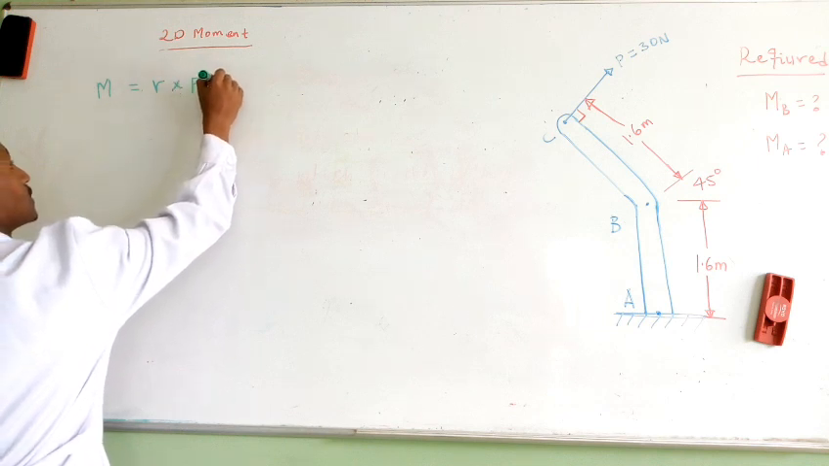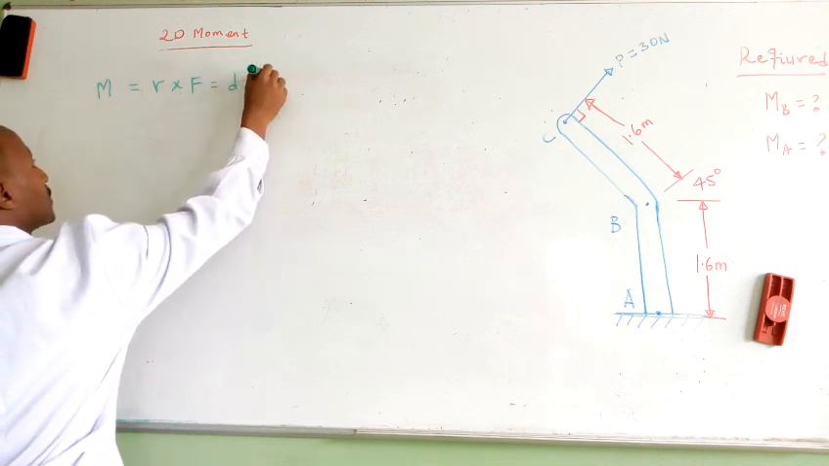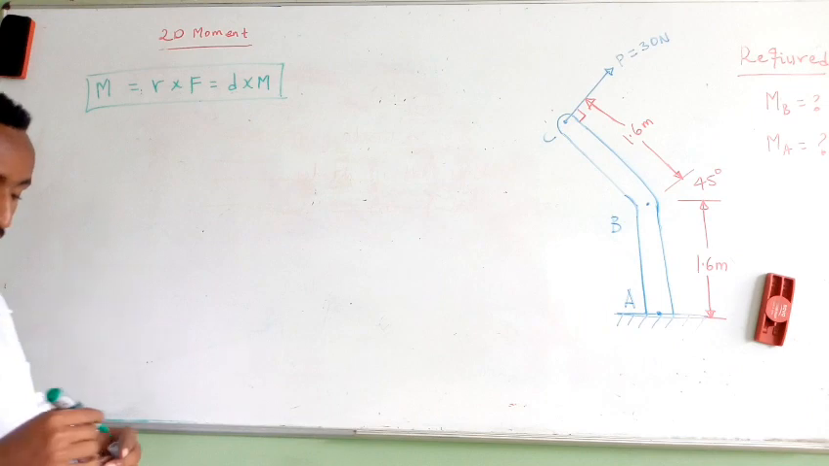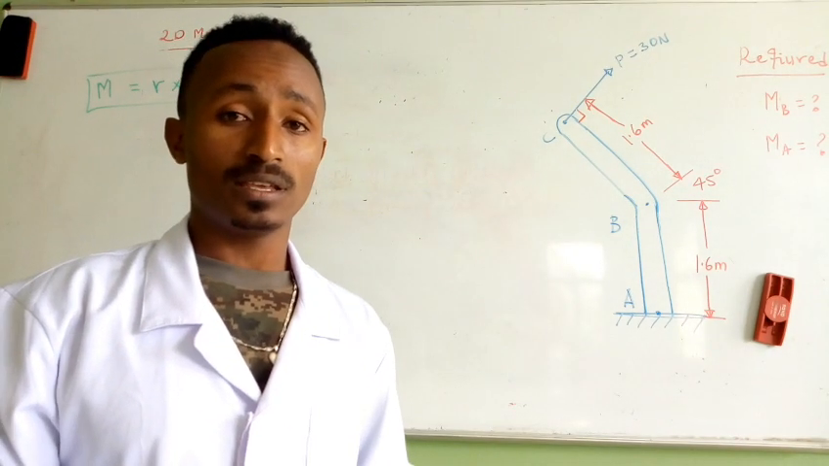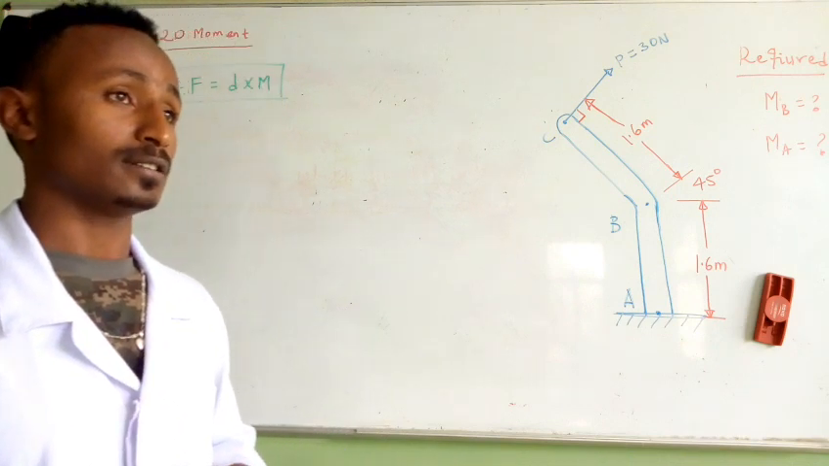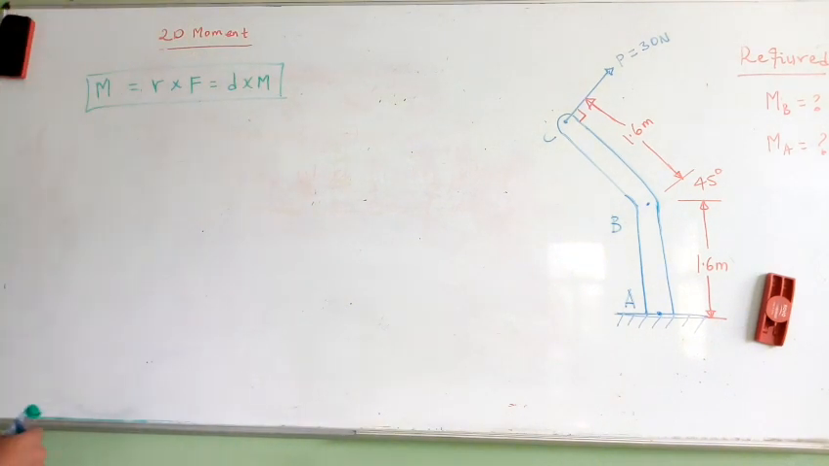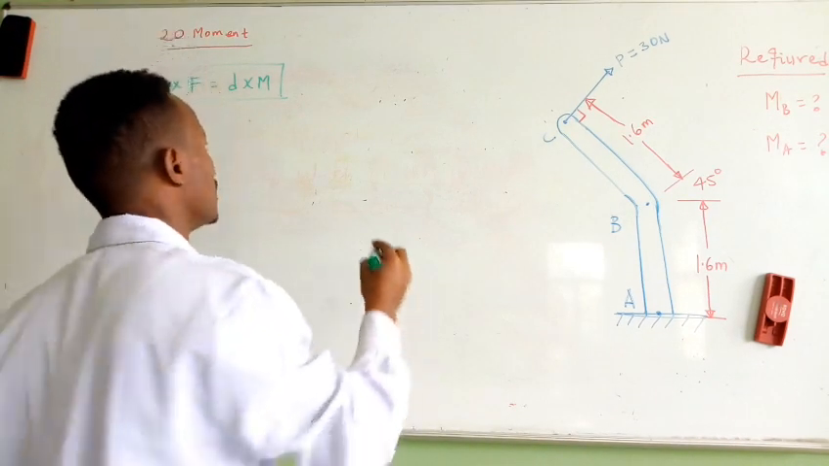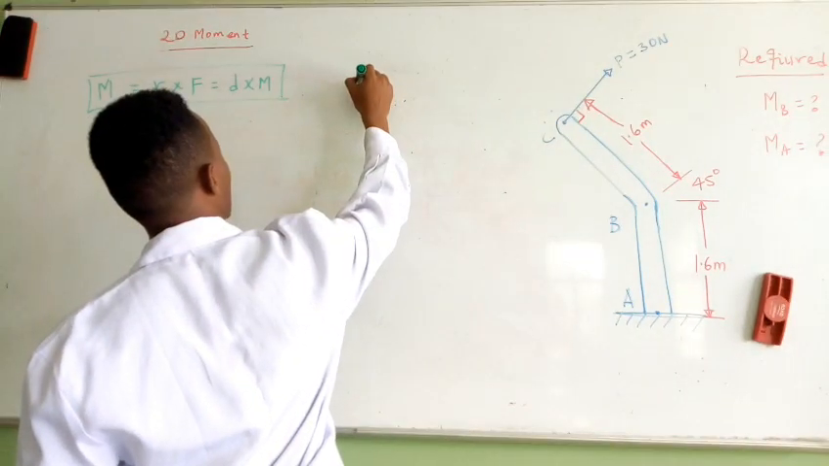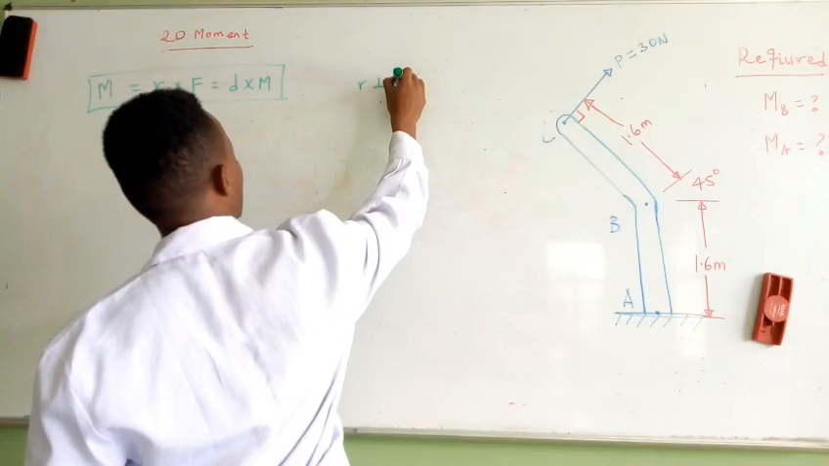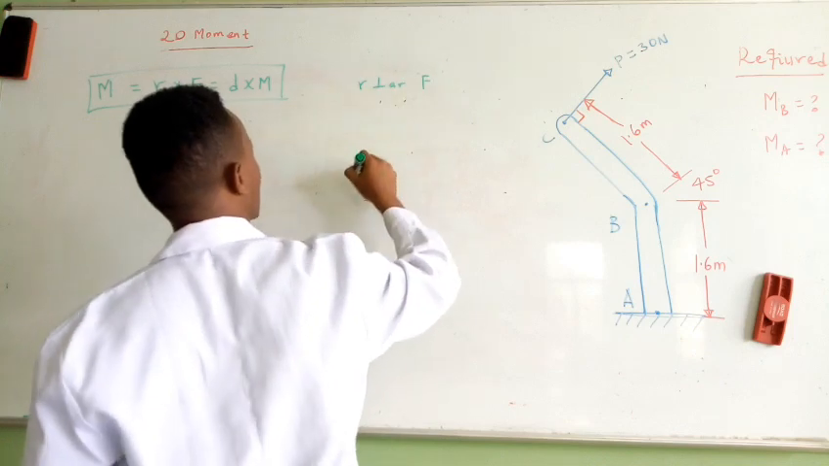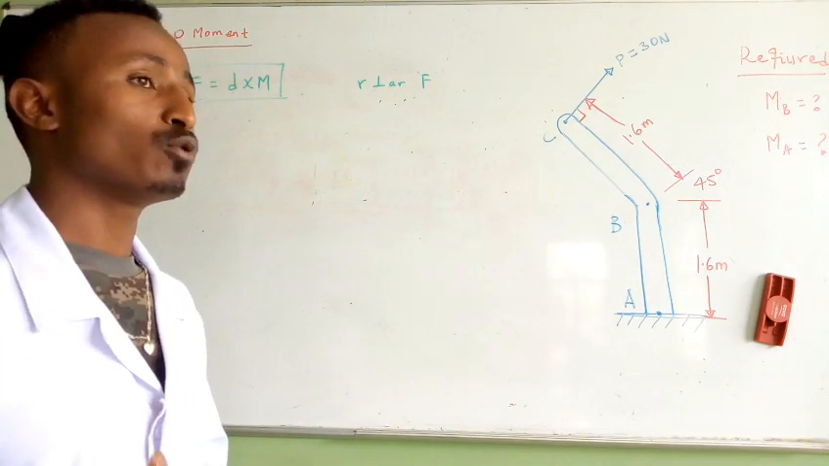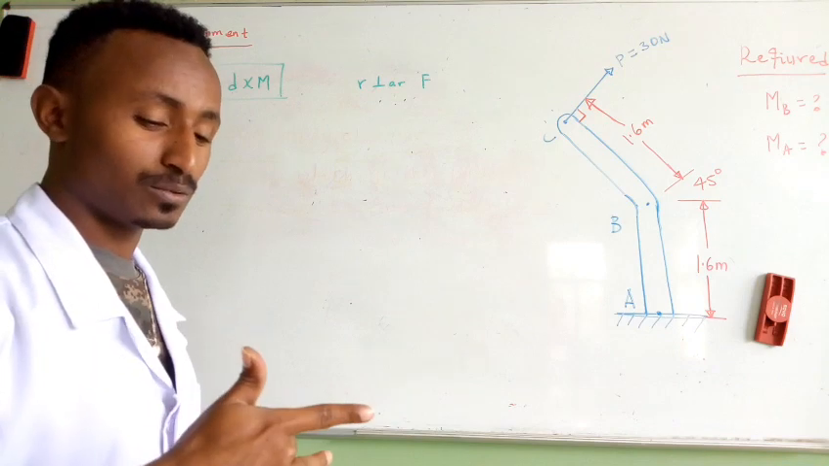or it is equal to d cross F, we can say. Moment at a point when the force and the distance d are given in the form of vectors. And the other thing is that the distance d or r is perpendicular to the force. So the direction of moment we can find using the right hand rule.